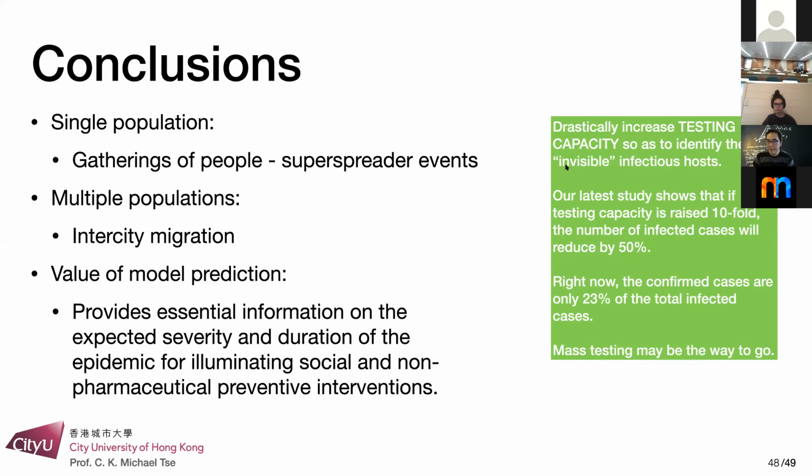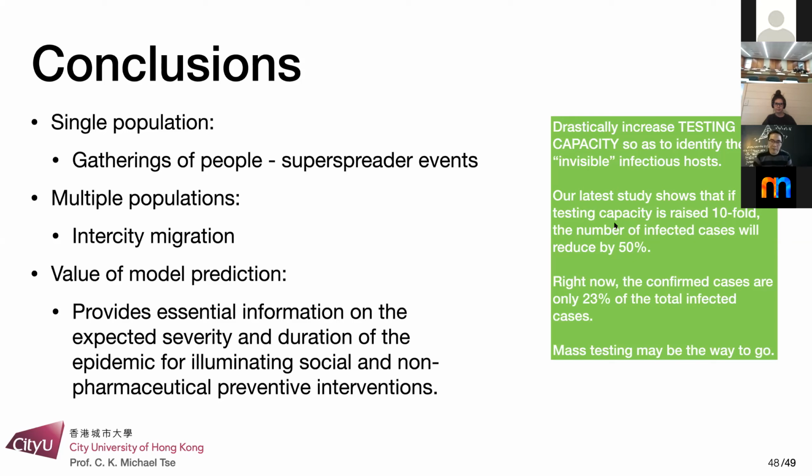The reason is the invisible infectious hosts that exist due to asymptomatic transmission. That is, people who do not have symptoms but are actually infecting other people. And we have shown in our study just a week ago that one of the ways to solve this problem is to increase the testing capacity drastically. So we're trying to test almost everyone. Then we'll be able to identify the invisible ones.